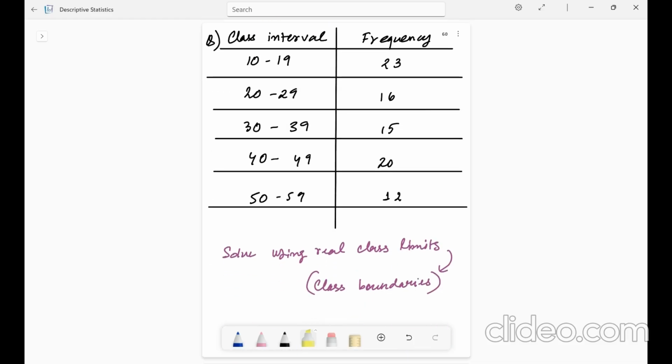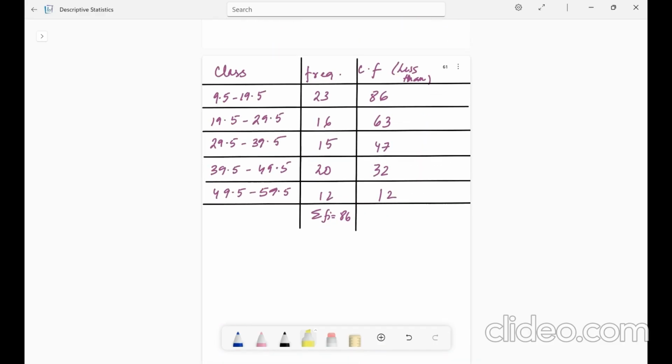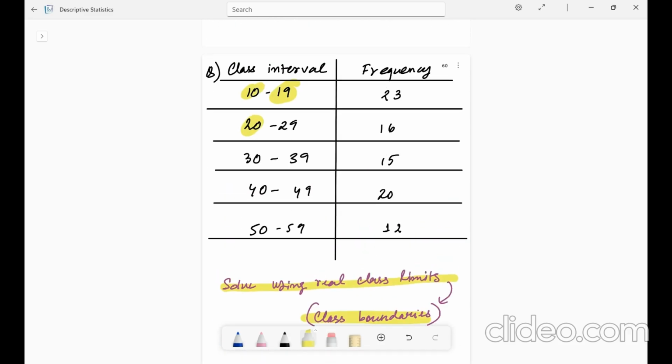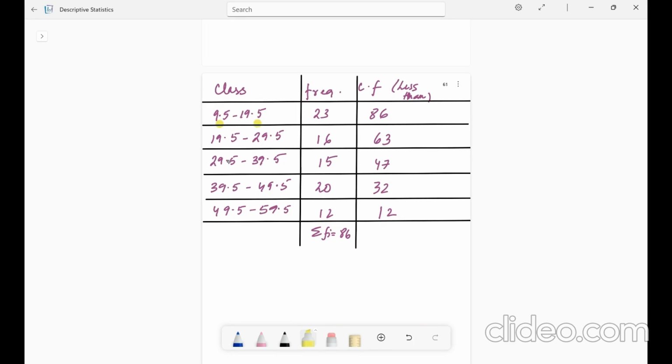Next question is class interval. Here you will see the intervals are 10 to 19, then 20 to 29. The last digits do not match. So how do you calculate it? We cannot do it, right? So we have to solve it using the real class limits or the class boundaries, as I've discussed in my previous video. By taking the class boundaries, which is subtracting half from the lower limit and adding half to the upper limit, like 9.5 to 19.5, 19.5 to 29.5, and so on till 59.5.